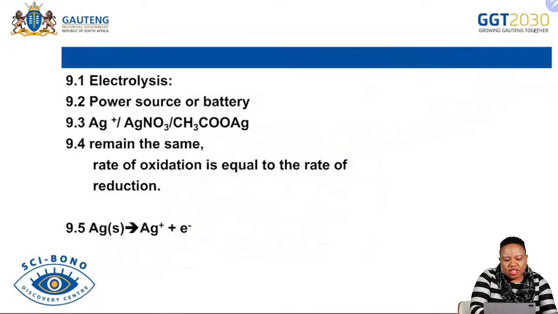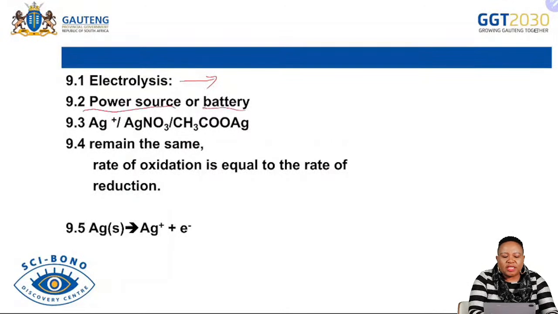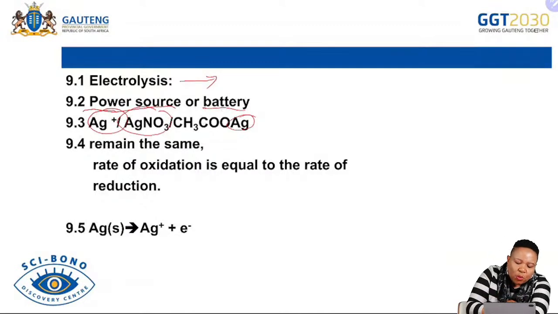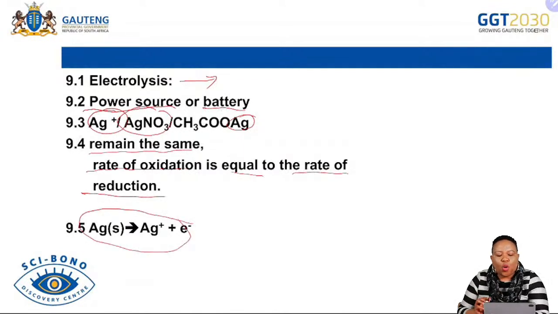So these are the expectations. We have given the definition of electrolysis. We know that the power source or battery indicates an electrolytic cell. The silver ions, or the silver nitrate or the silver ethanoate, can be a suitable electrolyte for our electroplating process. We said the concentration remains the same because the rate of oxidation is equal to the rate of reduction. And at the silver electrode, we expect silver to undergo oxidation and form silver ions and electrons.